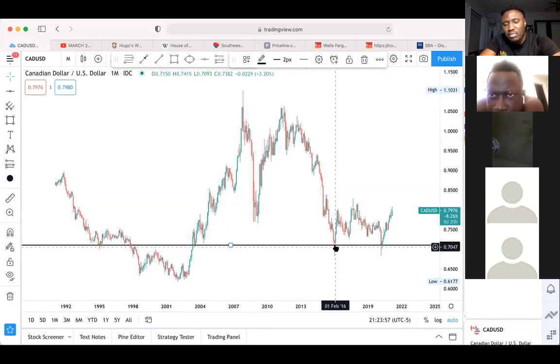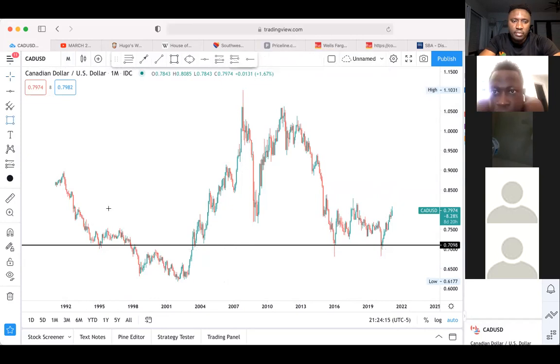It got back to that same line and tried to go back up, but it couldn't. It came back down, tried to go up, came back down to that line again, and now it's going up. So this line right here is my major support, and we're on the monthly time frame. So this is a very major support.